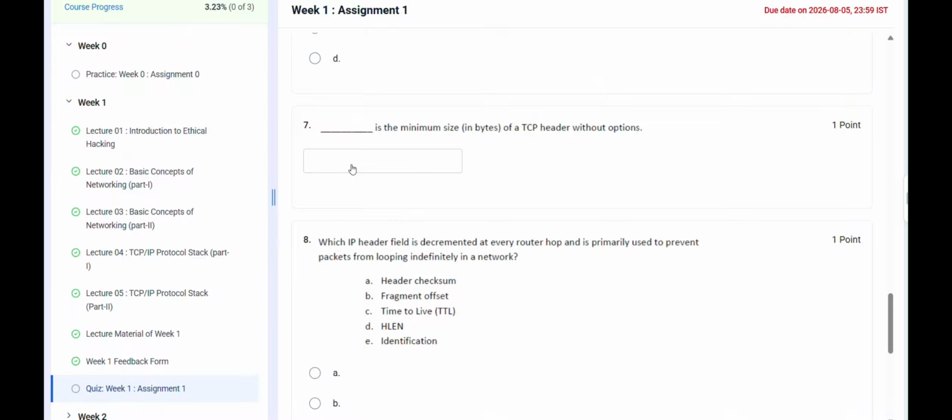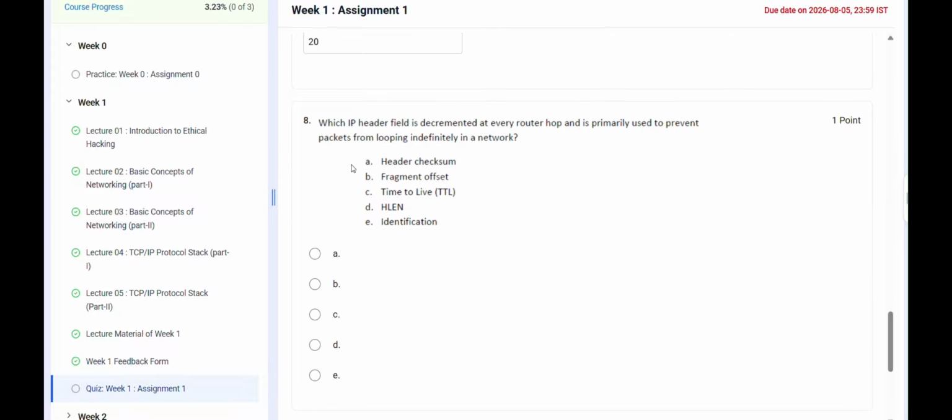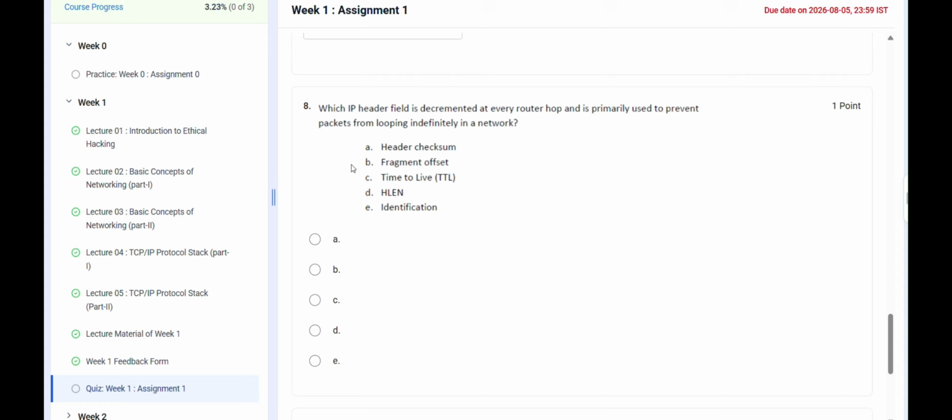Then the eighth question: which IP header field is decremented at every router hop and is primarily used to prevent packets from looping indefinitely in a network? The answer is time to live, TTL.